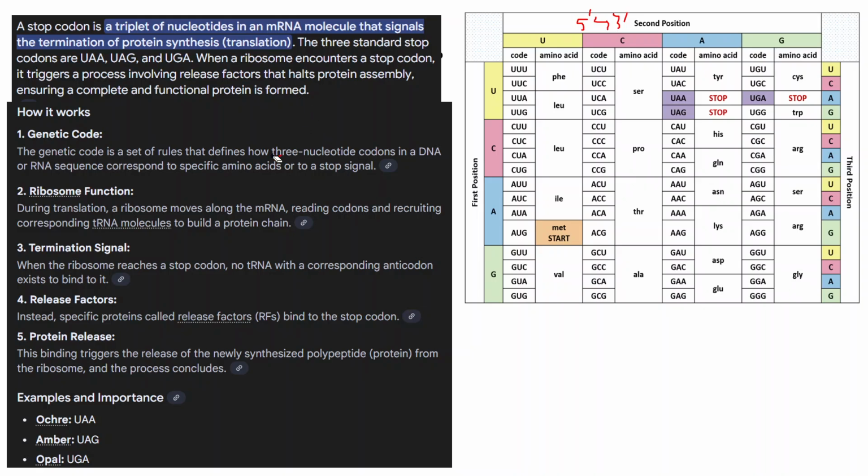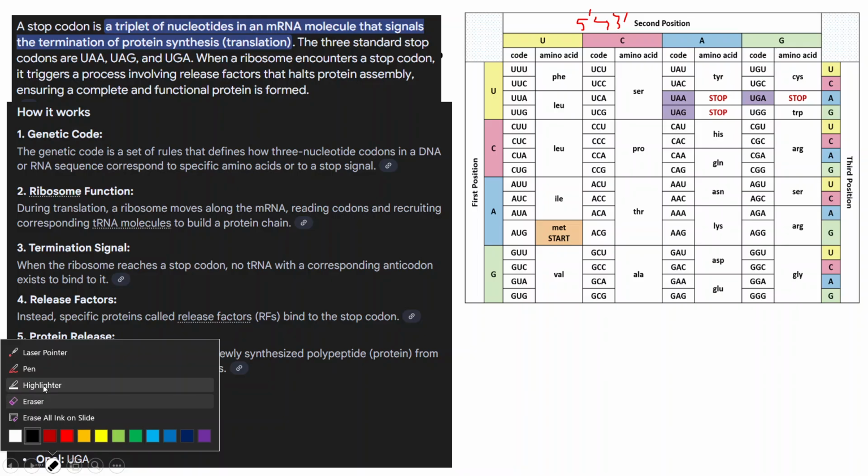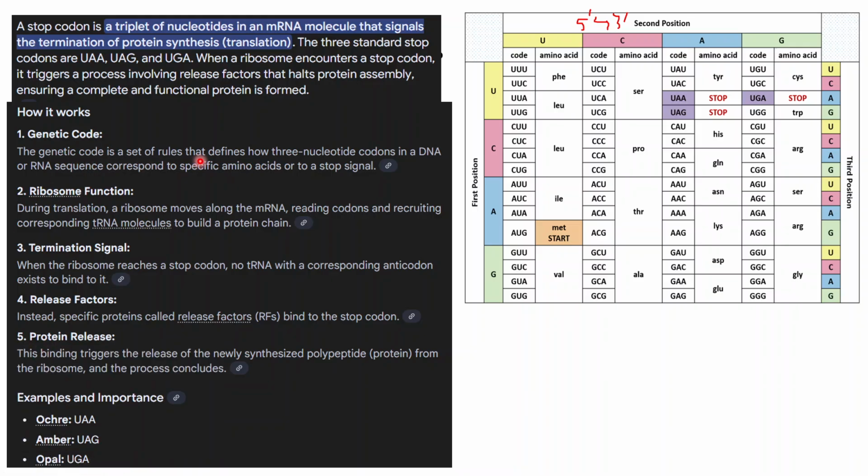So how it works: the genetic code is a set of rules that defines how three-nucleotide codons in a DNA or RNA sequence correspond to specific amino acids. Ribosome function during translation: a ribosome moves along the mRNA, reading the codons and recruiting the corresponding tRNA molecules to build a protein chain. Termination signal: when the ribosome reaches the stop codon, no tRNA with a corresponding anticodon exists to bind to it. Release factors.